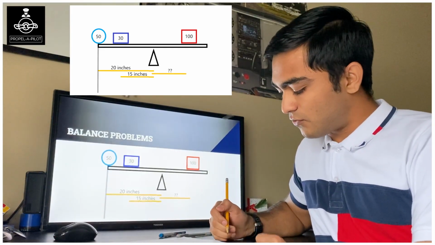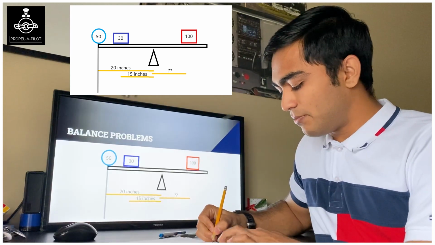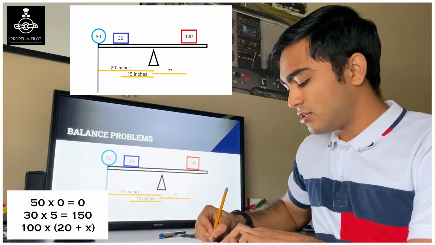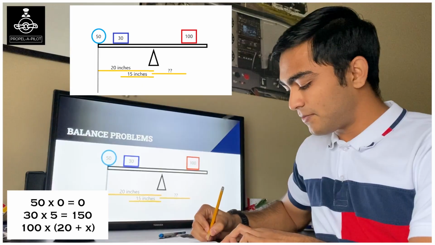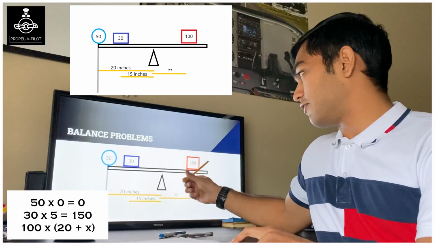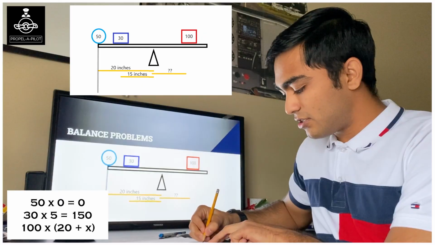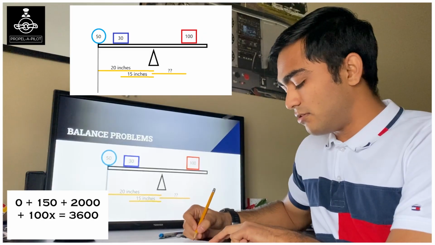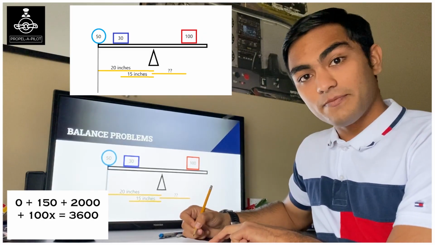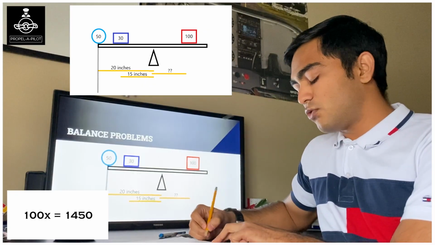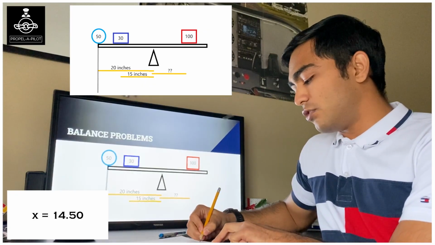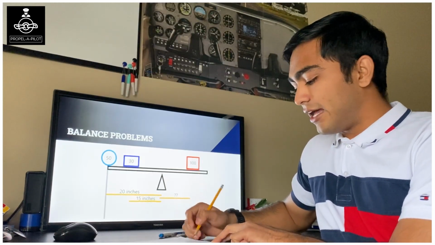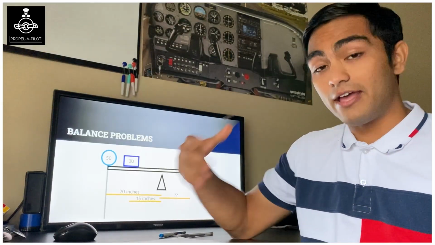Let's take a look. We add the moment of the 50-pound weight, which is 0, plus the moment of the 30-pound weight, which was 150 pound inches, plus the moment of the 100-pound weight, which is 100 times 20 plus x, and we equal that to the moment of the CG. When this happens and you solve the equation, you get x equal to 14.5 again. And this proves everything that I have just said.